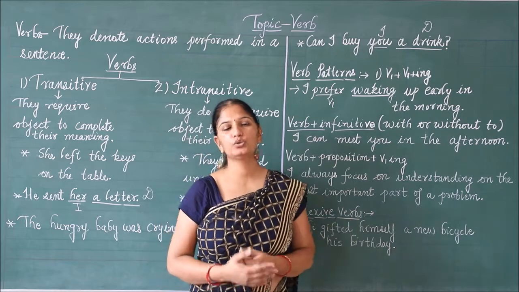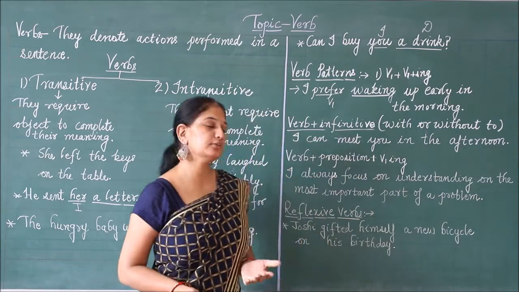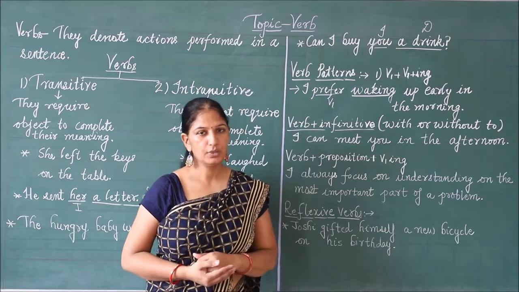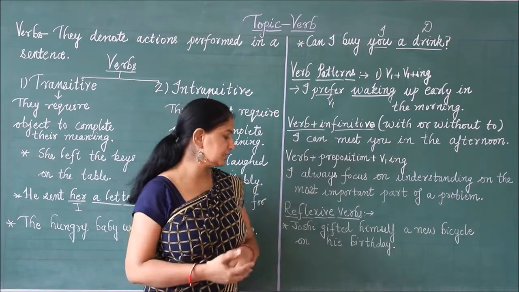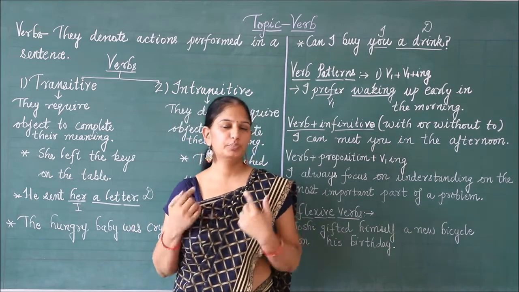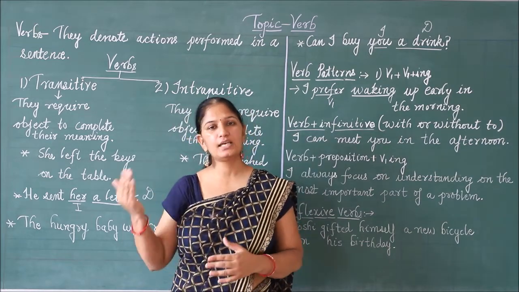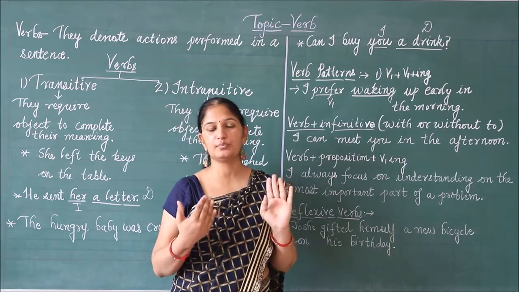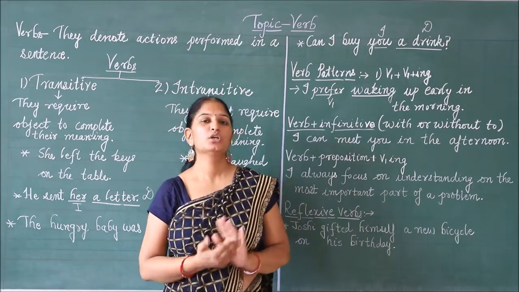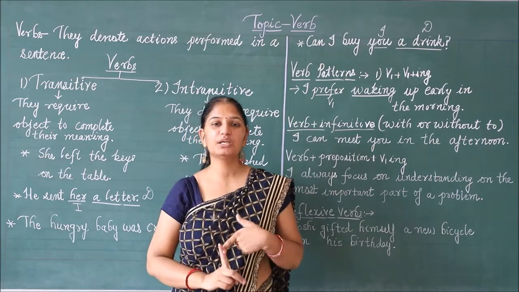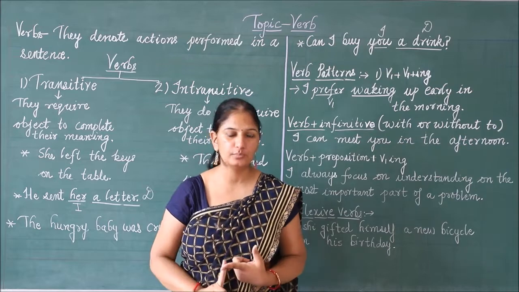Then we have learnt about the reflexive verbs. In reflexive verbs we have seen that the subject and object are the same, and we have seen this example, and now I can take one more example. I am preparing myself for the science Olympiad. So myself and I are the same, subject and object are the same, so I am preparing myself. So here the verb preparing becomes a reflexive verb.